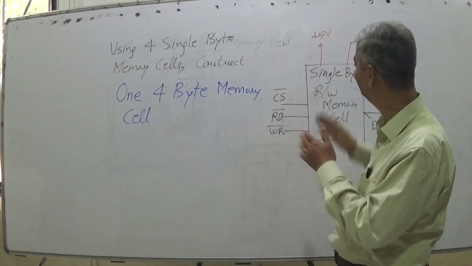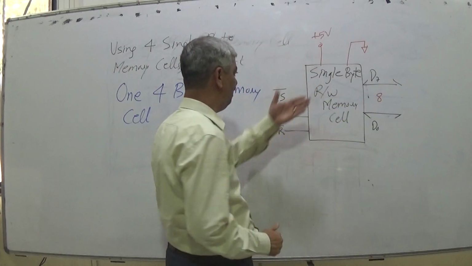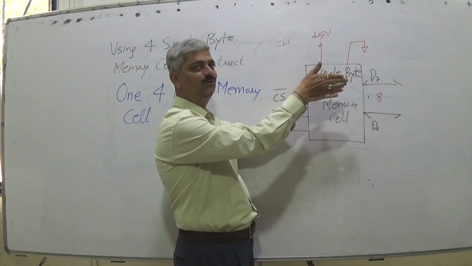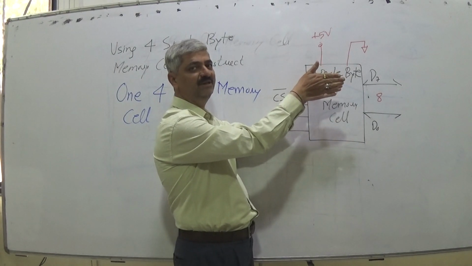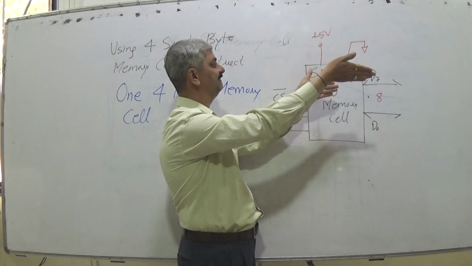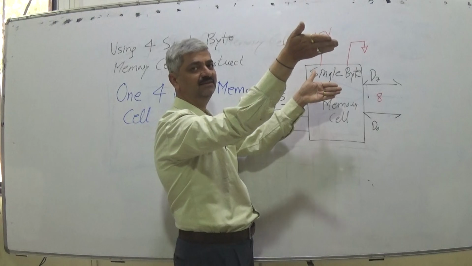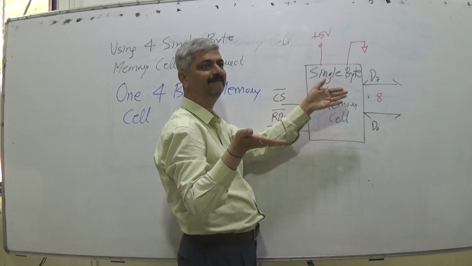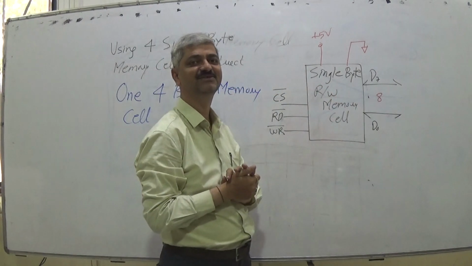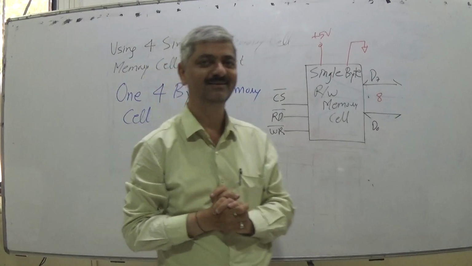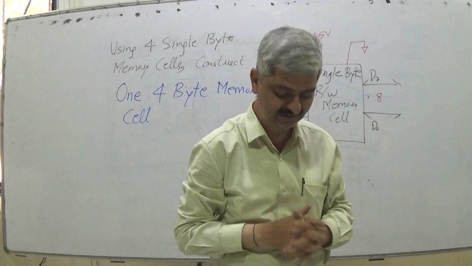Then you will ask, what is rocket science here? Just have 1, have 2, have 3, have 4. So there will be 4 memory cells, 32 data lines, supply made common, read bar common, write bar common, and 4 chip select lines. It's not so simple. We don't want 32 data lines.